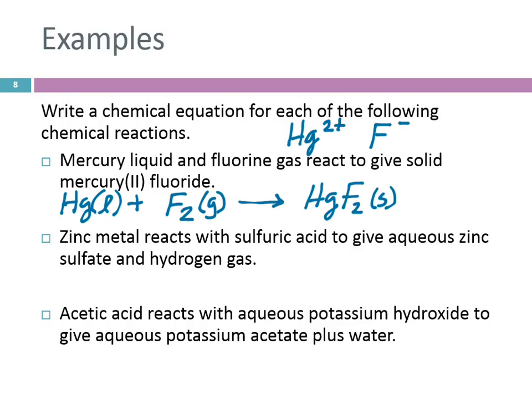Zinc metal reacts with sulfuric acid to give aqueous zinc sulfate and hydrogen gas. Well, how would we indicate zinc metal? Zn. It didn't give us the state. What if I said you have to write the state symbols? It says metal, so it's solid. Yeah, it says metal, so it's probably a solid, right? Ooh, I almost wrote M for metal.